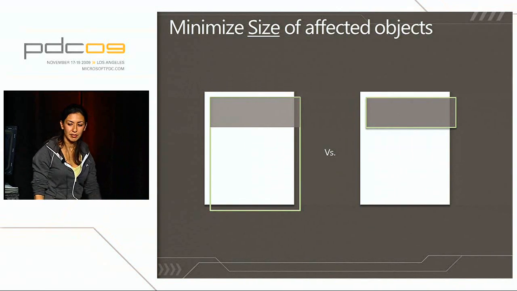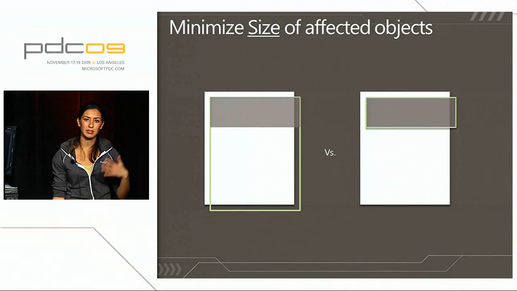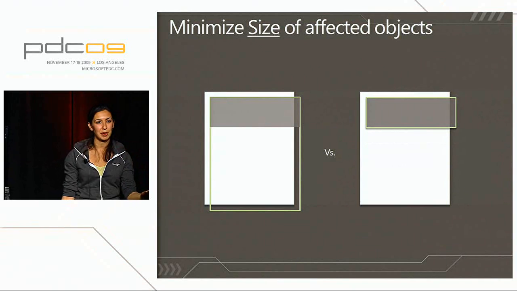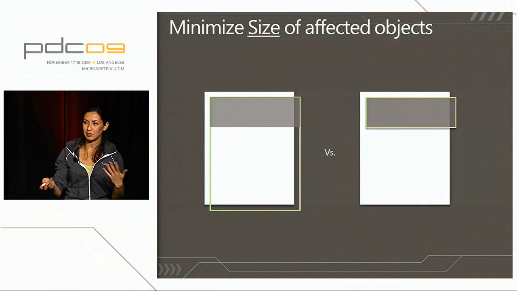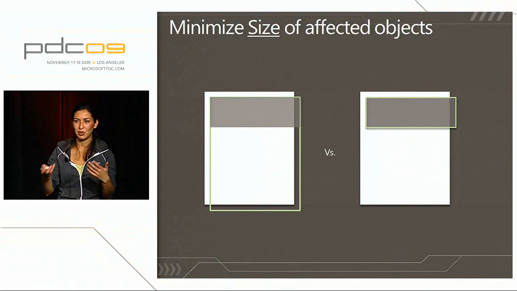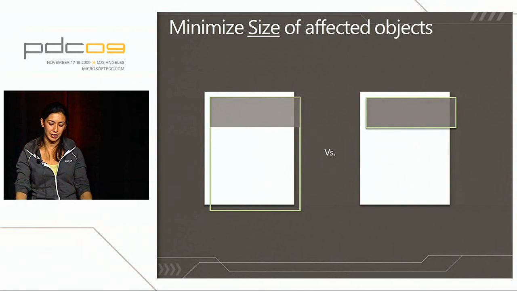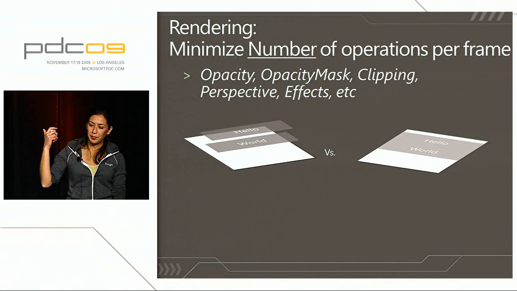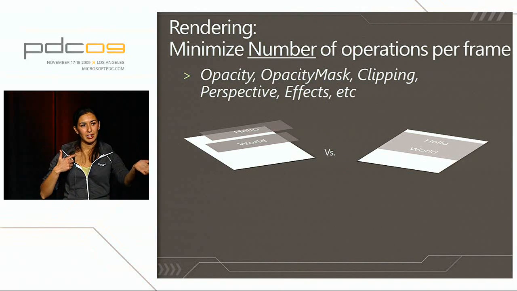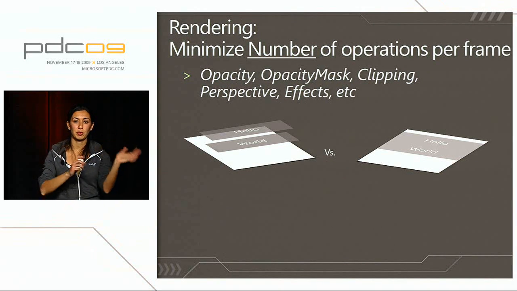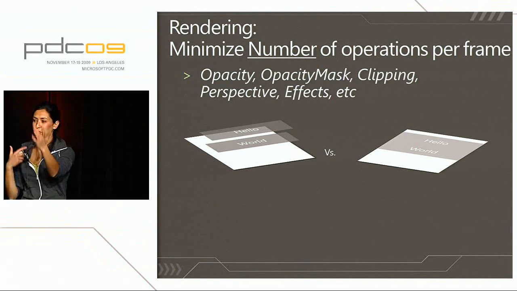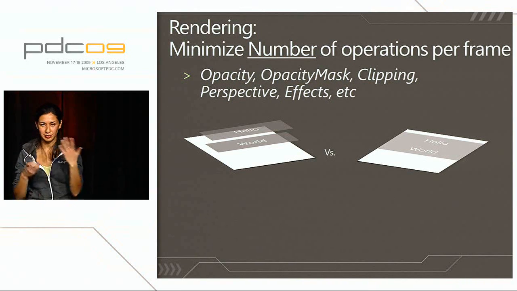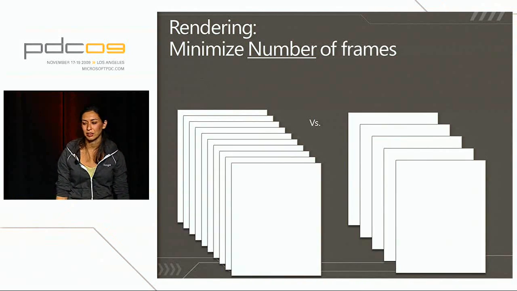Simple, basic stuff. Minimize the size of affected objects. A blend with something that's transparent is still a calculation or a no-op for every pixel. We still figure it out. We minimize the number of operations that are happening. So if you're going to perspectivize 3 elements, why don't you just put it all on the same parent and then perspectivize that element? Of course, it depends on the design and the look that you're looking for.